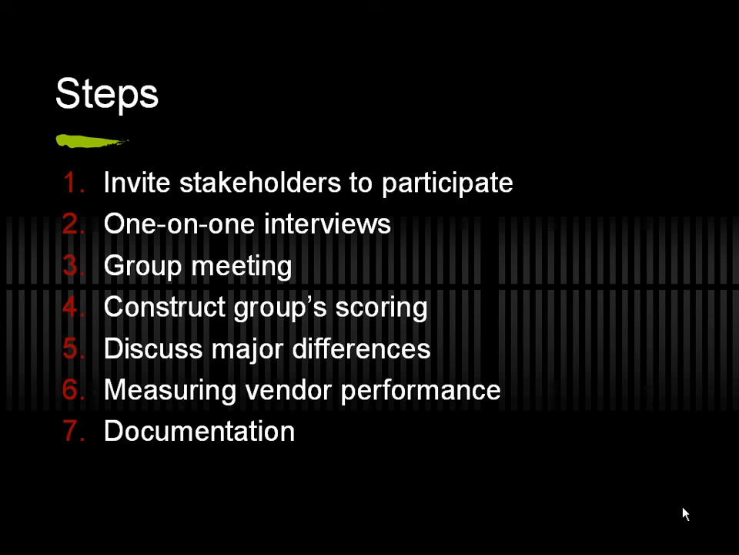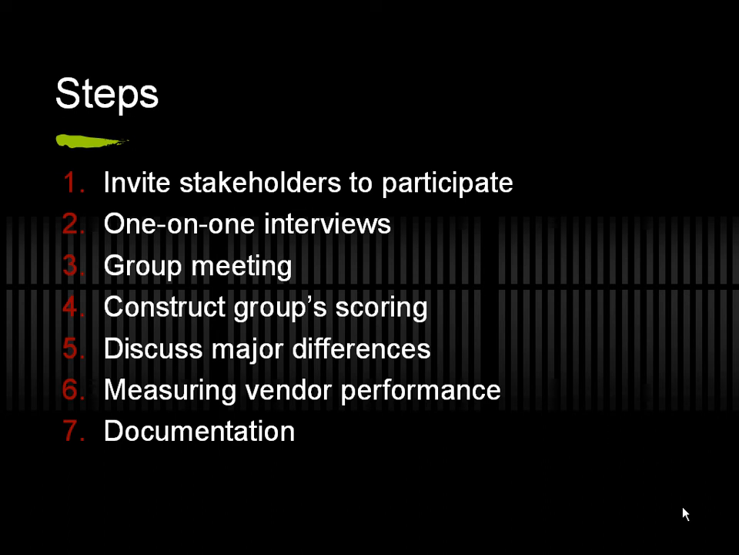First, relevant stakeholders are invited to participate. Second, each stakeholder is interviewed and a model of their preferences constructed. Third, the group is invited to meet and revise a consensus model developed from the interviews. In step 4, the group proposes a scoring procedure. In step 5, the group discusses their major differences and redoes the scoring procedure.